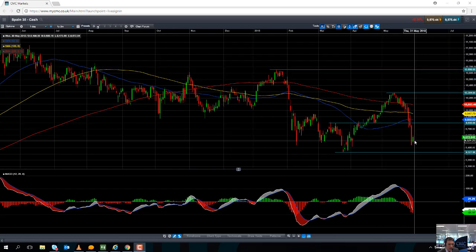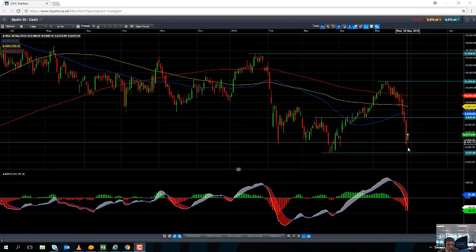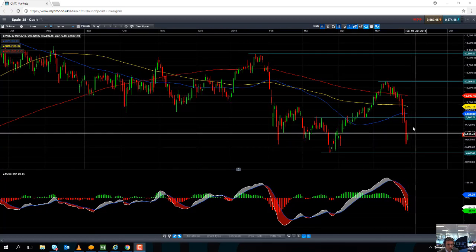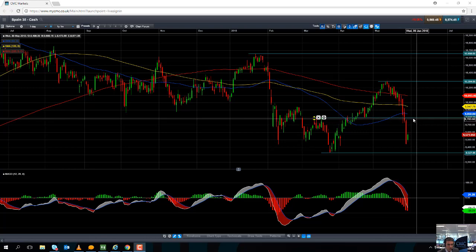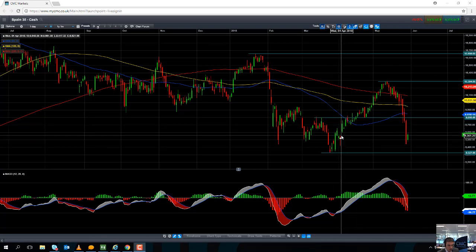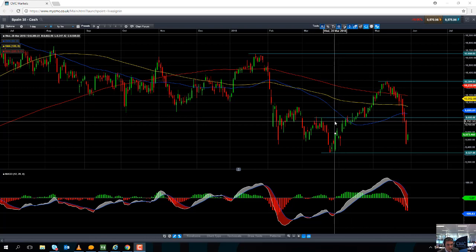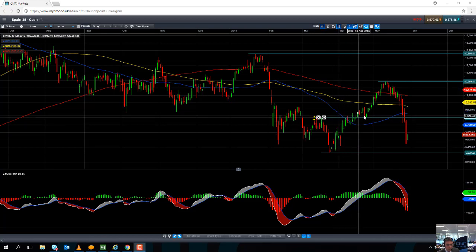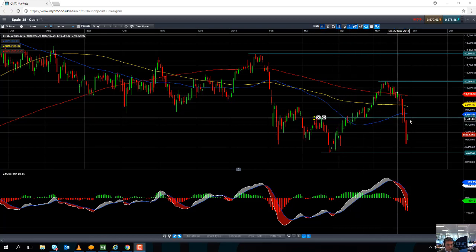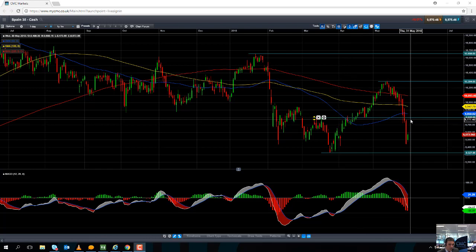A move to the upside may actually run into resistance. And if you look at the 9,800 mark, we can see on a number of occasions in March and April that level did act as both support and resistance. So potentially moves to the upside may run into resistance at the 9,800 mark.